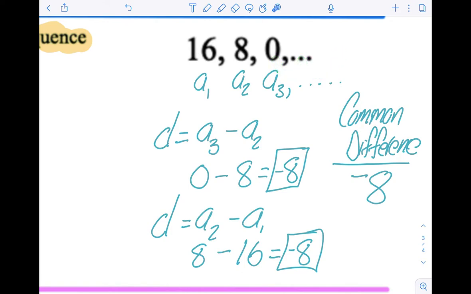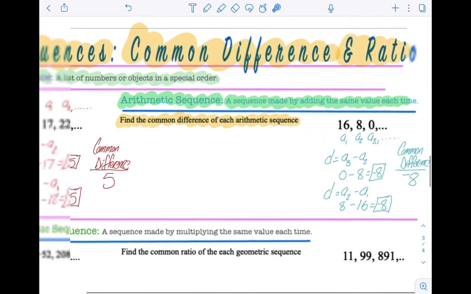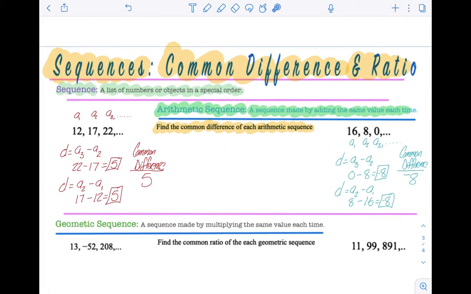And it keeps going, right? The numbers are getting smaller because it's a negative. And there you go. Look at that. That's how we find common difference, right? Common difference in an arithmetic sequence, where we are finding what we are going to add. Okay, that's an arithmetic sequence.